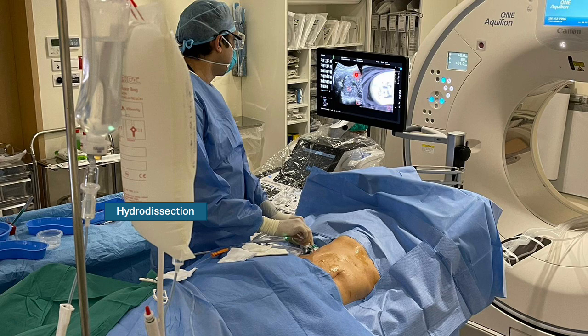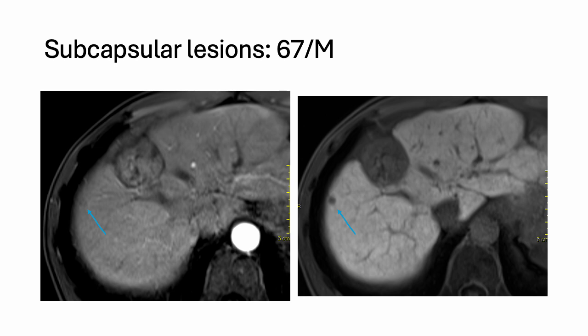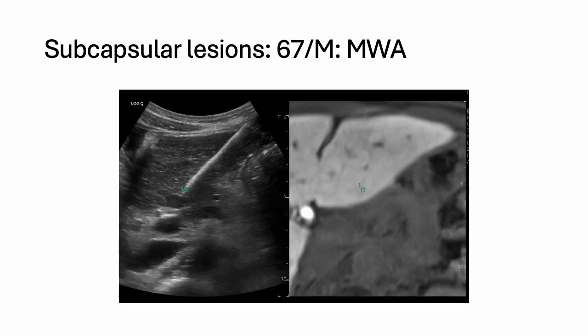I'm also using fusion in this case. So this patient, 67-year-old male with several lesions because of colorectal mets. These lesions were subcapsular. Some of them, as you can see, this one's abutting the pancreas, another one abutting the diaphragm. So to protect these structures, hydrodissection was done.